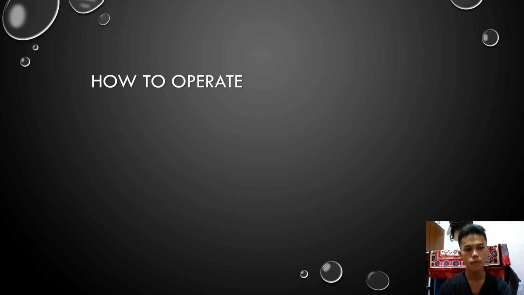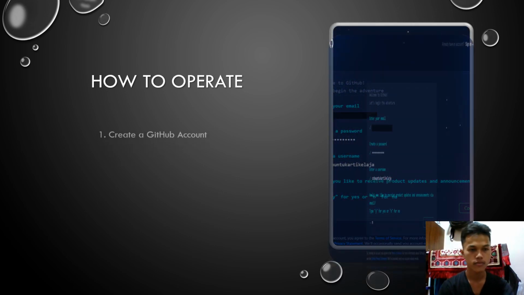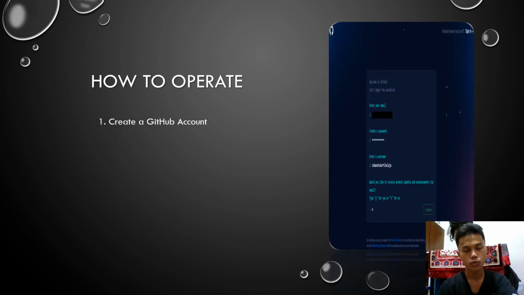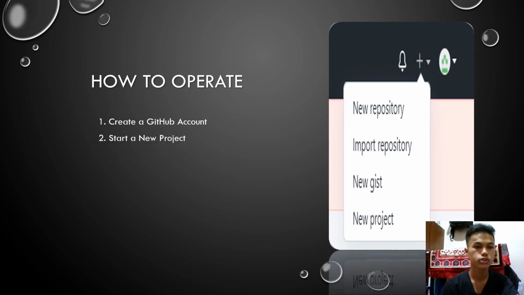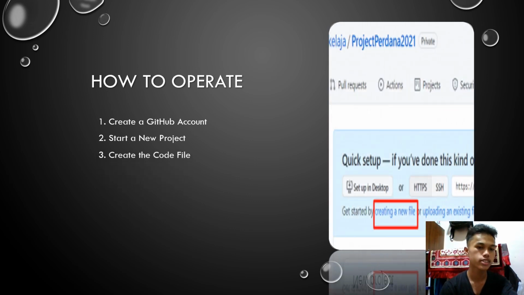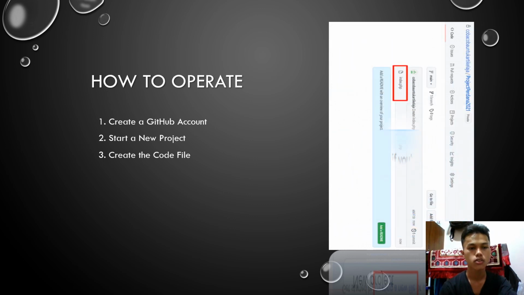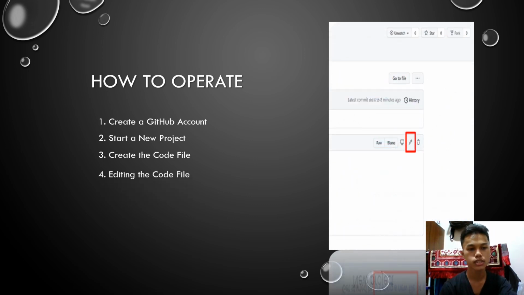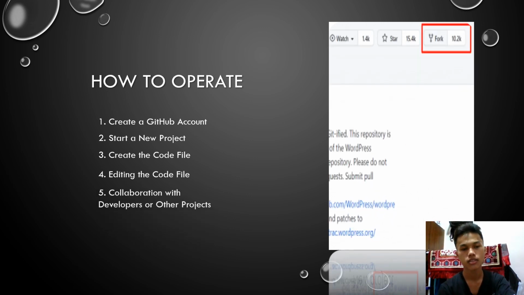Fifth, how to operate GitHub. 1. You should create a GitHub account. 2. Start a new project. 3. Create the code file. 4. You can edit the code file in GitHub. And 5. You can collaborate with developers on other projects among the many users of GitHub.